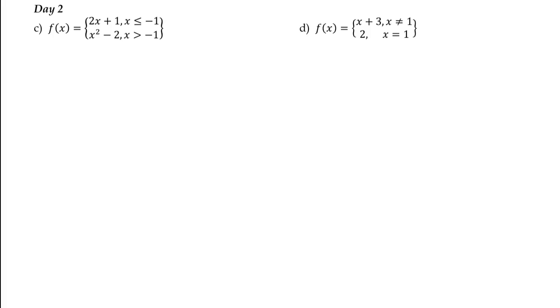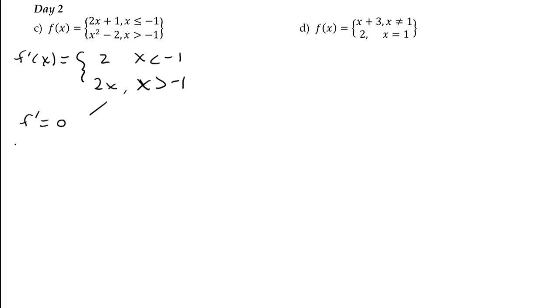Okay, same directions. Find critical numbers. Critical numbers are going to be when the derivative, which is 2 for x less than -1, and 2x for x greater than -1, we need to find when the derivative is 0. Do you guys see that this can never be 0, but this can? So we're going to go ahead and set 2x equal to 0.